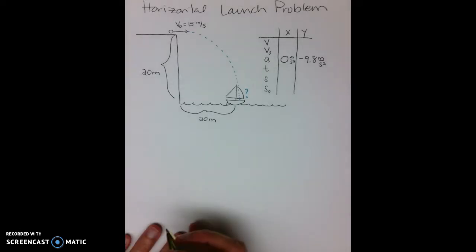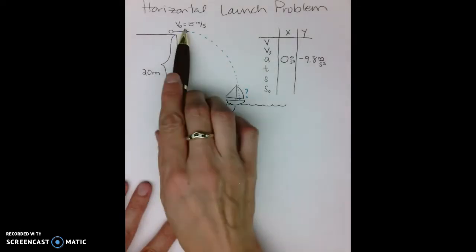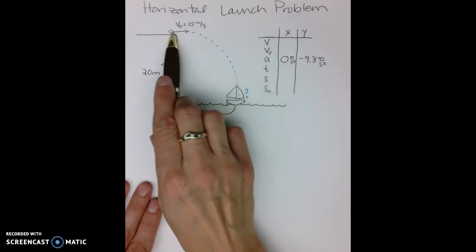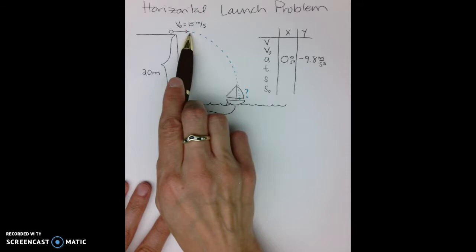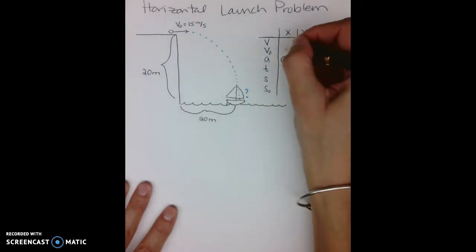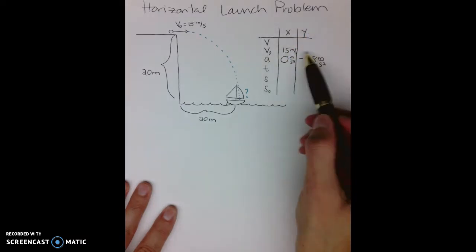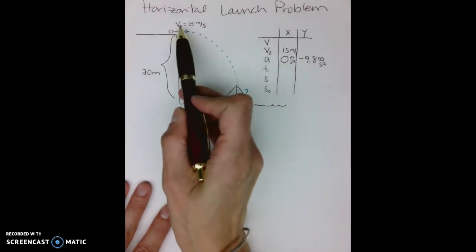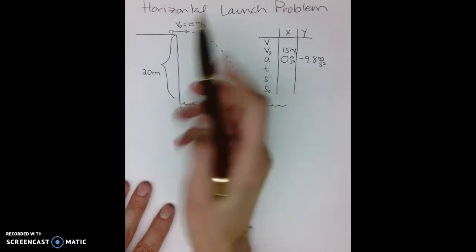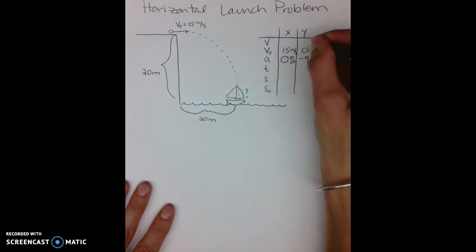What else do I know about this problem? Well, I know that the initial velocity is 15 meters per second. That 15 meters per second is directed completely in the x direction, or the horizontal motion. And so that means the initial velocity in the x direction is 15 meters per second. Is there any velocity initially in the y direction? Well, no, because I kick it horizontally. So all the initial velocity is in the x direction, and there is 0 initial velocity in the y direction.